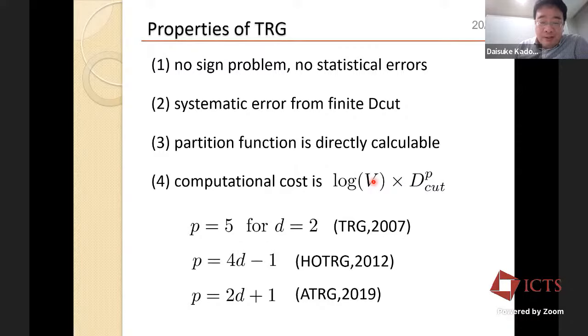This dimensionality comes from the contraction, the cost of contraction of two tensors. The rank of the tensor is proportional to 2D in D dimensions. So the cost of contracting two tensors scales with D to some dimensionality, because the rank of the tensor is proportional to 2D.